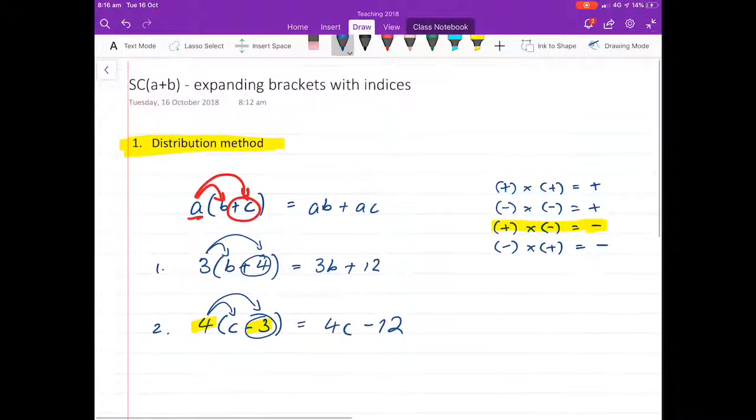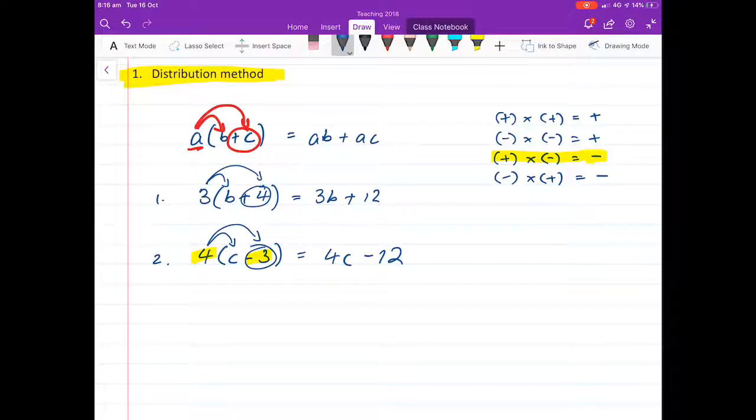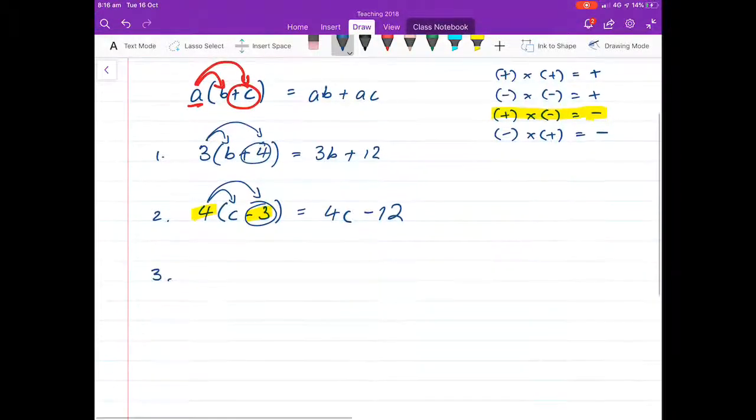Okay, so that is expanding brackets, looking at the distribution method so far. Last one we're going to have a look at is going to involve some sort of indices. So we've got D outside of 2D plus 3. Now that still says exactly the same. We're going to take this D and multiply by everything inside the brackets there.